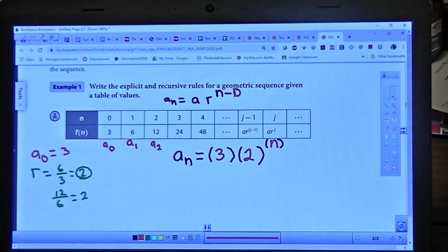It doesn't look like sequences, doesn't have commas. Well, do you want me to make that happen for you? We can do that real quick. This is 3, comma 6, comma 12, comma 24, comma dot dot dot. Makes it infinite, doesn't it? Easy enough. So that's how you would set up using a table.